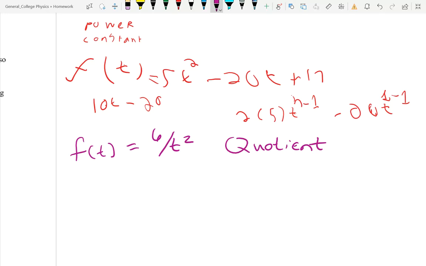But the easier way, I'll tell you how to do it the easier way and have you do it that way, because you're going to be able to do it. The easier way is to simply rewrite it as 6t raised to the minus 2. Right, that's the same equation. So we can use the power rule then? Yes.